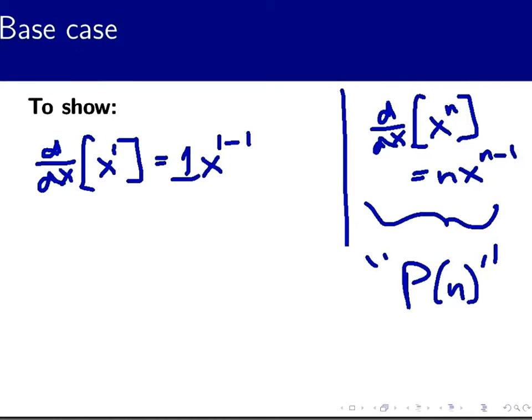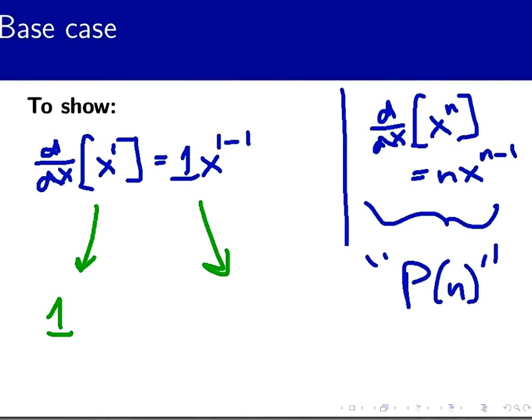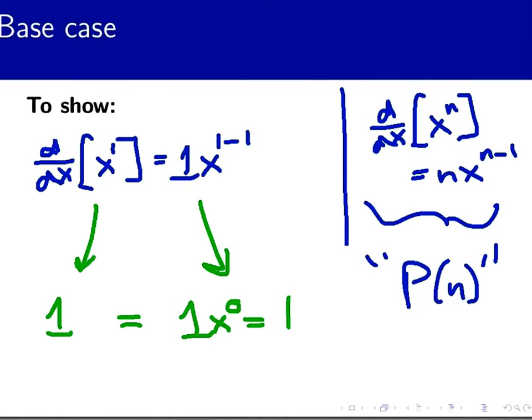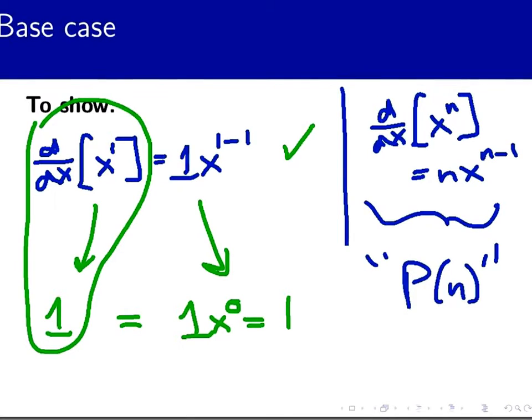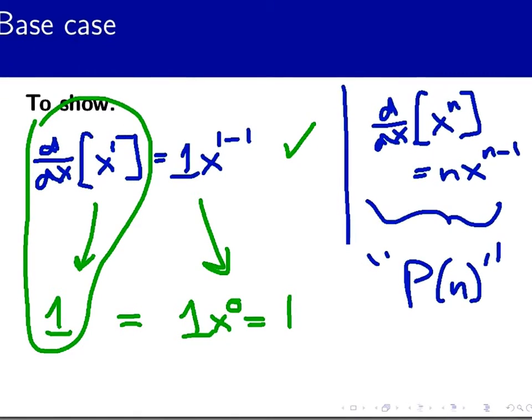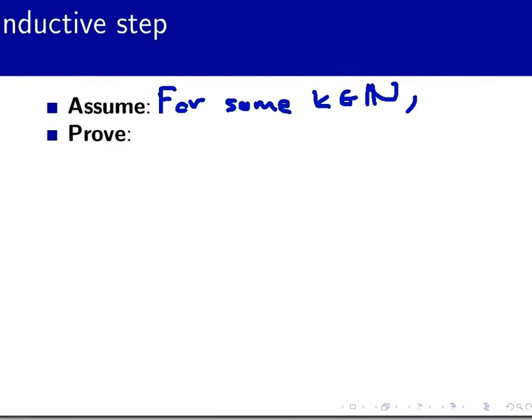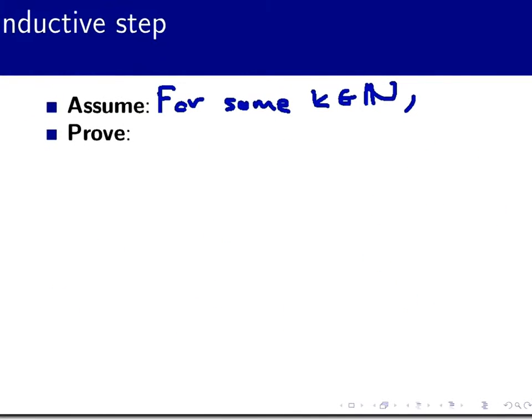On the left-hand side, we know based on what we're allowed to assume that this derivative is equal to 1. On the right-hand side, what we have here is 1 times x to the 0, and that is also equal to 1. So those two are equal to each other, and so the base case is established. Again, we had to make an additional assumption in this problem using some basic calculus knowledge, but I think that's a safe assumption to make here. So the base case is established. Let's move on to the inductive step now.